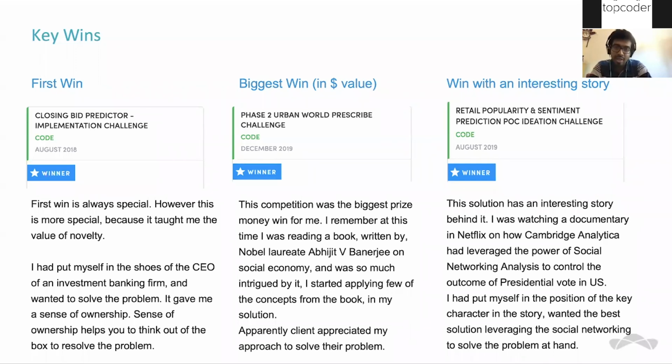So I was thinking, can I do a similar sort of thing to gauge the popularity of retail products? Because that was the problem we were solving, how we can understand the popularity. And it came into my mind, let me put these kinds of theories into practical implementation. The client liked it, the co-pilot liked it, and they judged me as a winner.